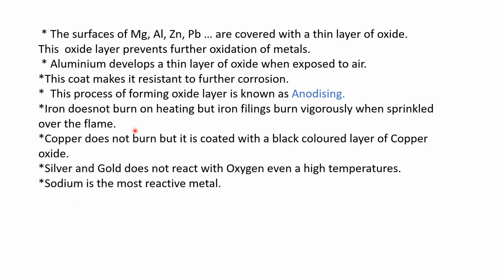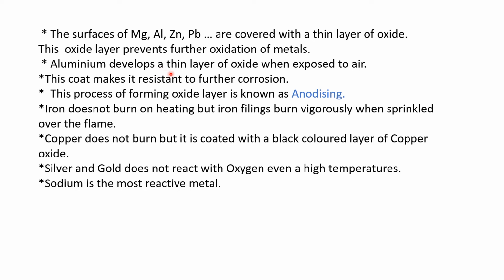So the surfaces of magnesium, aluminium, zinc and lead, when combining with oxygen, form the respective oxides. This oxide forms a thin layer on the metal. The respective oxides that are formed settle on the surface of the metal. So this oxide layer prevents further oxidation of the metals. When a layer has formed, this layer will protect the metal, preventing it from further oxidation.